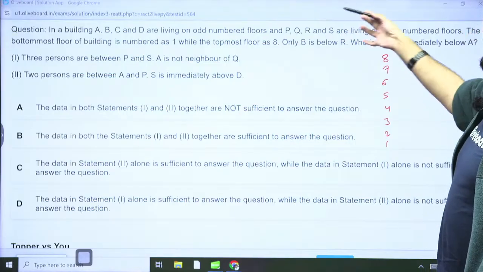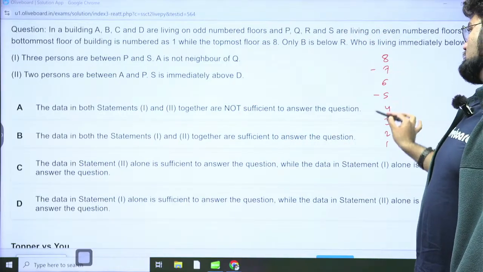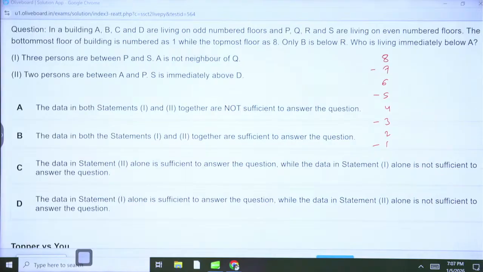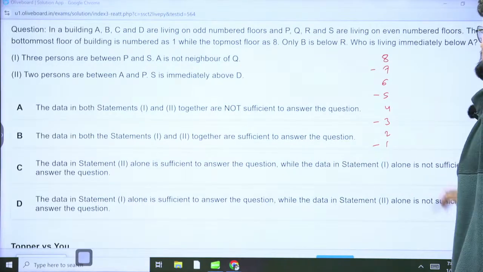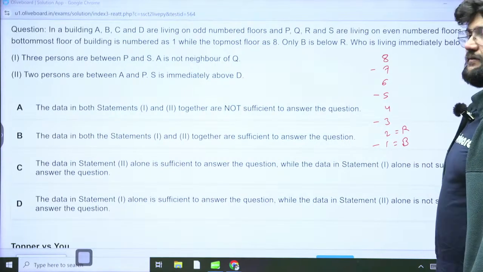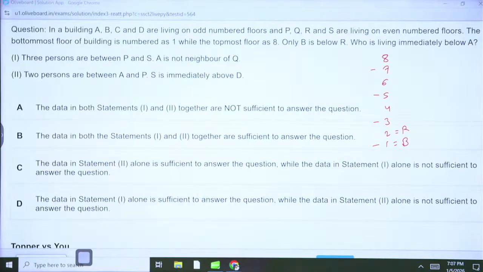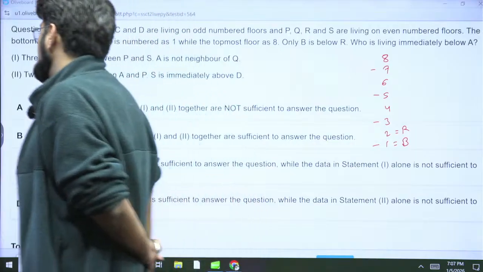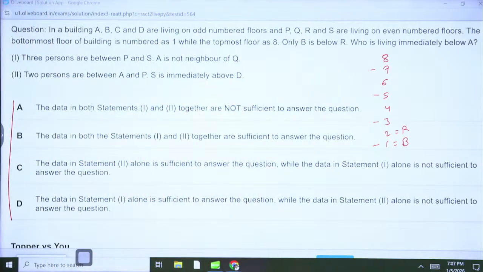You know that ABCD are living on odd, and of course PQRS are living on the even ones. We don't need to write everything now. Only B is below R. That means R is here and B is here. This is for sure. Now the question is, who is living immediately below A? Look at the options first. No matter how easy it seems at first glance, look at the options.